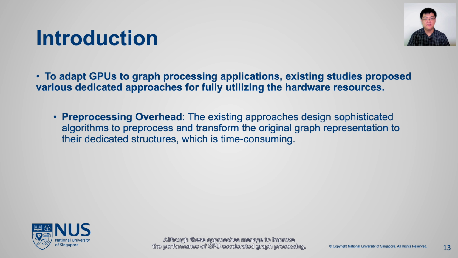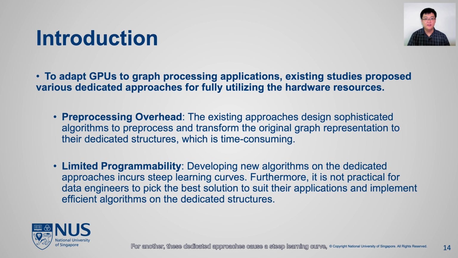Although these approaches manage to improve the performance of GPU-accelerated graph processing, they bring some disadvantages at the same time. For one thing, the data rearrangement introduces extra overhead. Some pre-processing techniques are highly time-consuming, which renders a larger starting latency. For another, these dedicated approaches cause a steep learning curve, and thus are not friendly to graph processing developers to migrate their applications to GPUs.